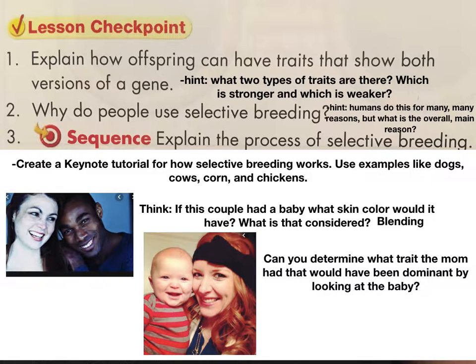Can you determine what trait the mom in this picture had that would have been dominant by looking at the baby? There's a few of them. Red hair, dimples, blue eyes, and a pointed nose. If you look at the mom, she and the baby look very similar. The baby has a dimple on its right cheek, just like the mom. The eyes are very similar, the red hair, and the nose.